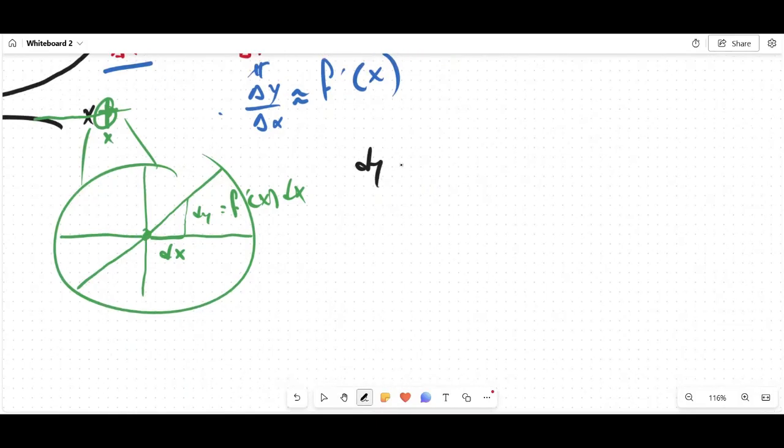The end result or the upshot would be that dy. So let me remind myself how they like to write this.